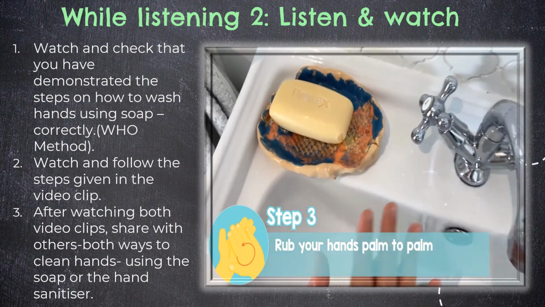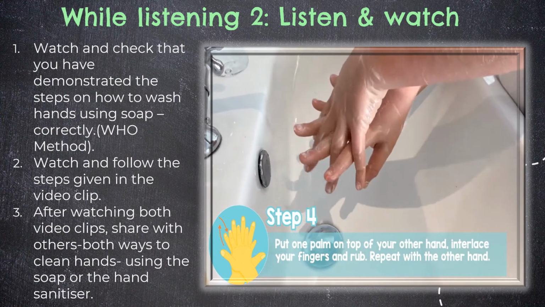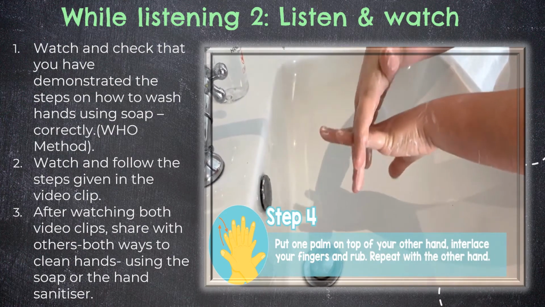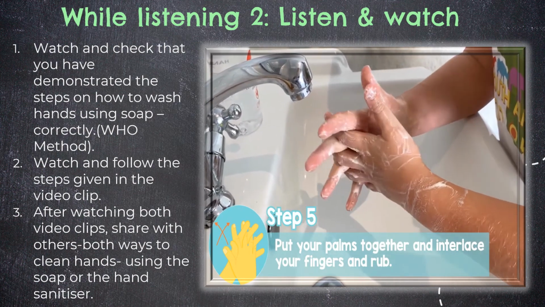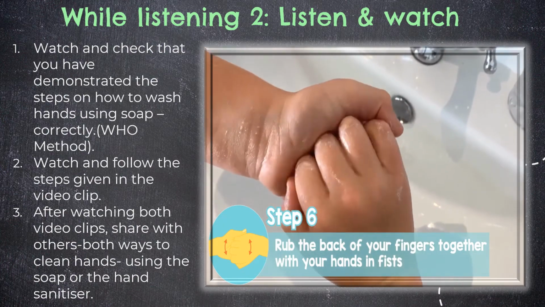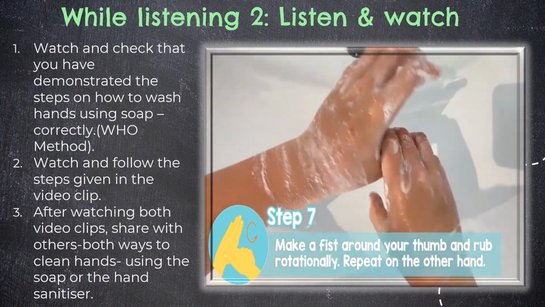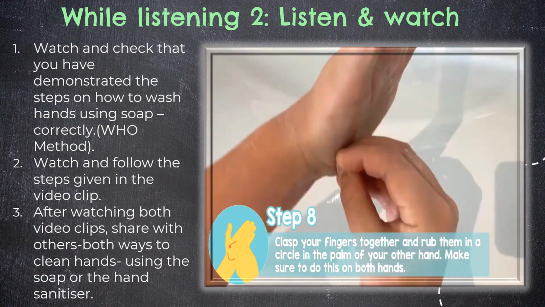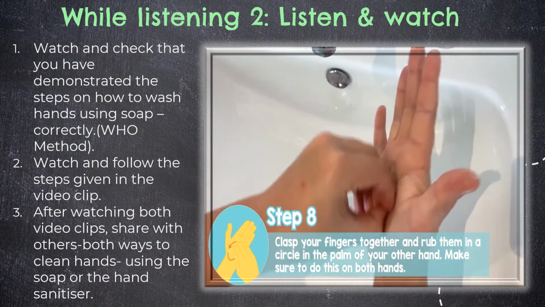Step 3. Rub your hands palm to palm. Step 4. Put one palm on top of your other hand, interlace your fingers and rub. Repeat with the other hand. Step 5. Put your palms together and interlace your fingers and rub. Step 6. Rub the back of your fingers together with your hands in fists. Step 7. Make a fist around your thumb and rub rotationally. Repeat on the other hand. Step 8. Clasp your fingers together and rub them in a circle in the palm of your other hand. Make sure to do this on both hands.